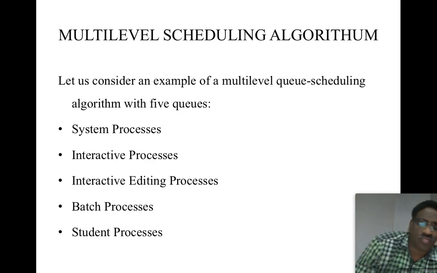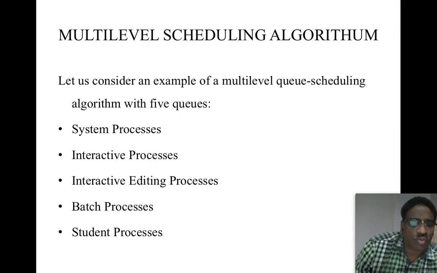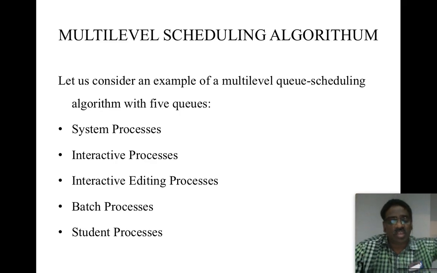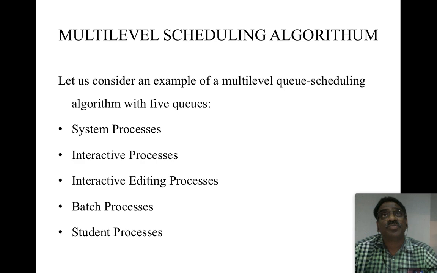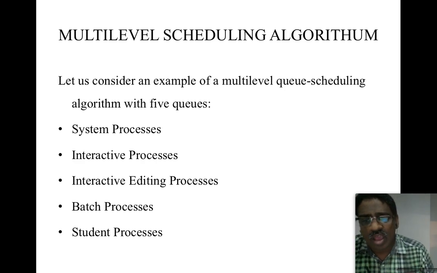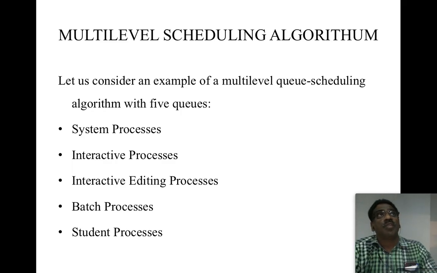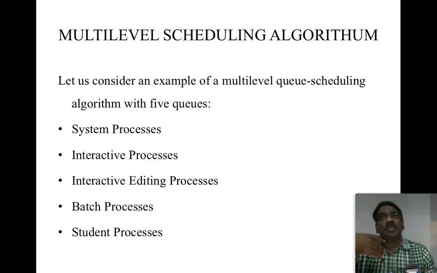There are five processes. One is the system process, next the interactive process, next interactive editing processing, next batch processing, and next the student process. Which one out of the five is the overhead? Batch processing is the overhead for the CPU. All have to be executed at a time. For example, 100 systems or 100 programs of the same method are executing, and all at a time you have to send them to the queue. Automatically CPU overhead comes. Due to that, sometimes the CPU will stop. The CPU has some problem.